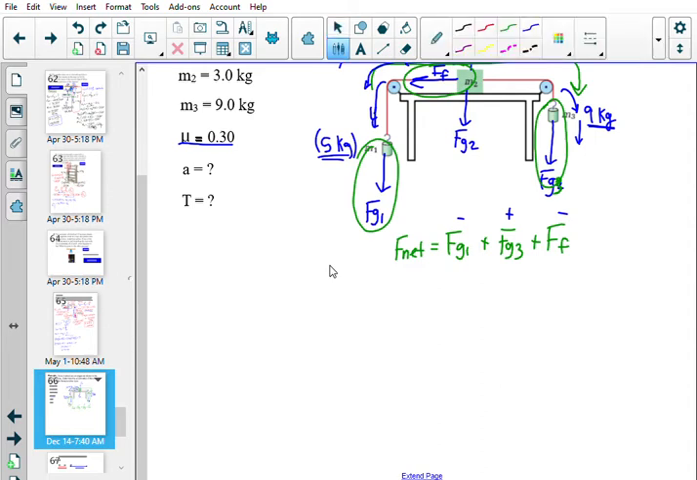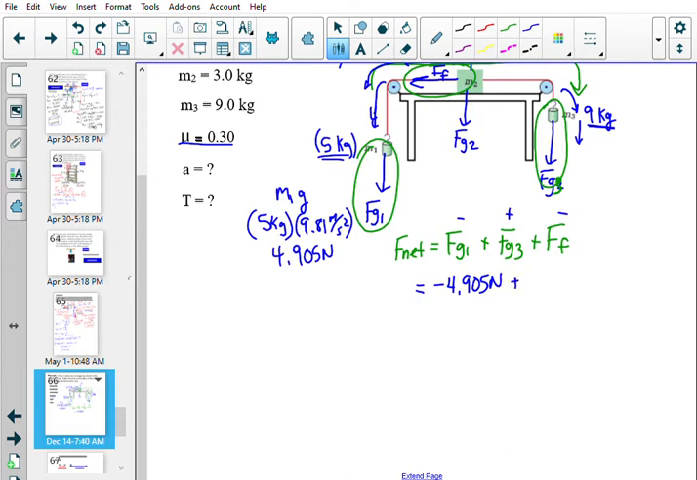Okay, so Fg1 was mass 1 times gravity. So that was 5 kilograms times 9.81 meters per second squared. So this is 49.05, we've seen this number a few times now, newtons. So Fg1, I'm going to put that in here as a negative 49.05 newtons.